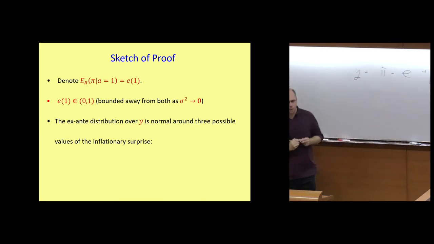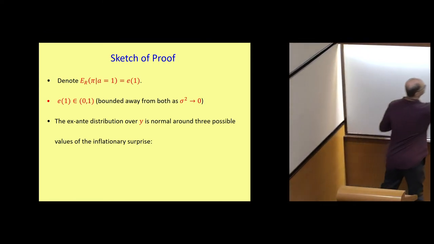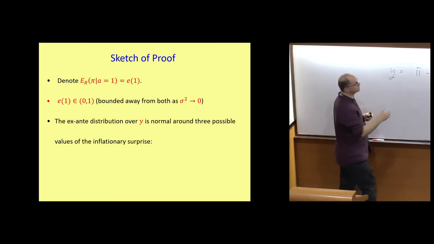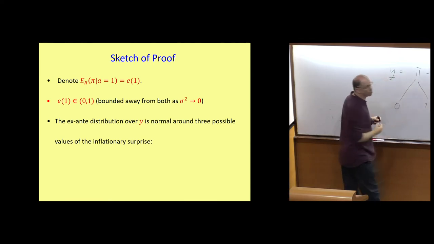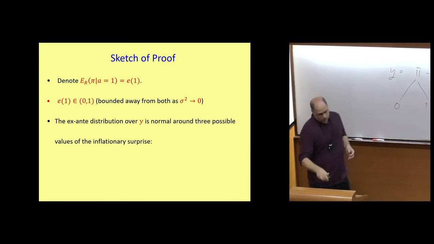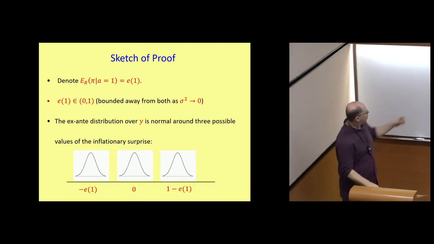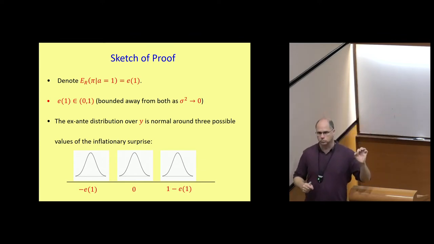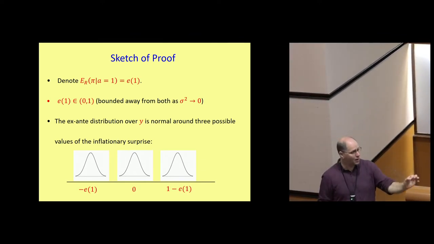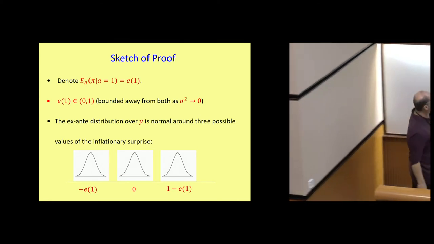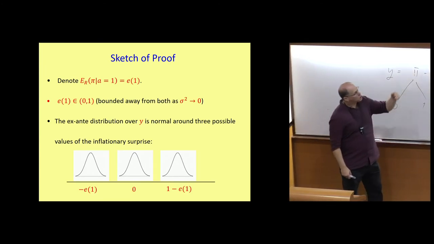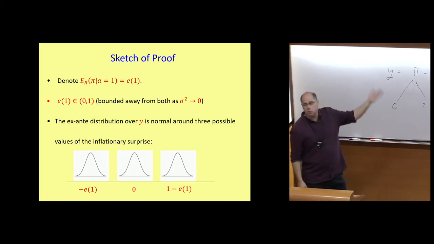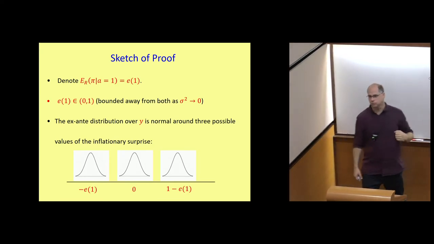What is the Phillips curve? The Phillips curve is the inflationary surprise plus some noise. The inflation can only get two values, 0 and 1. When a is equal to 0, I correctly anticipate that inflation will be 0. So when a is equal to 0, both e and pi are 0. So y is just a normal distribution centered around 0.